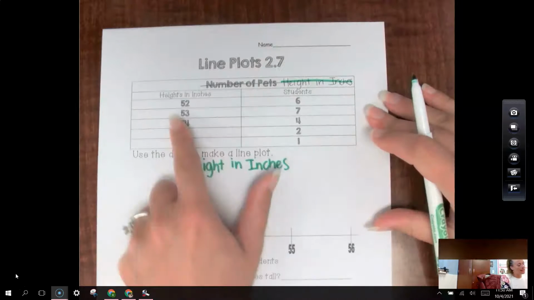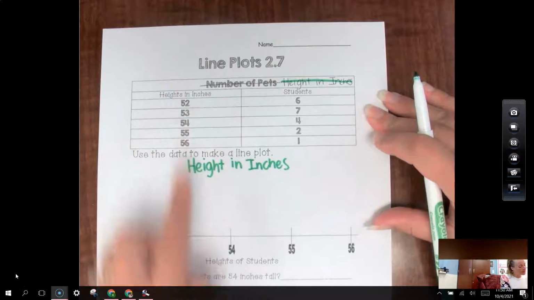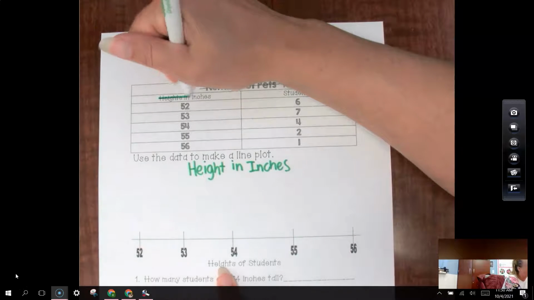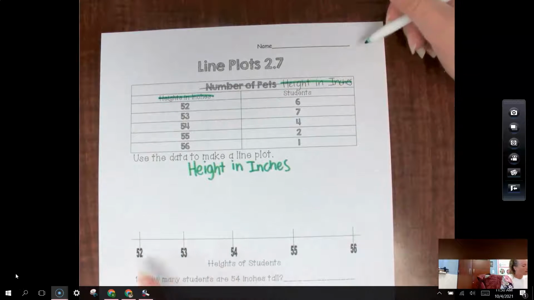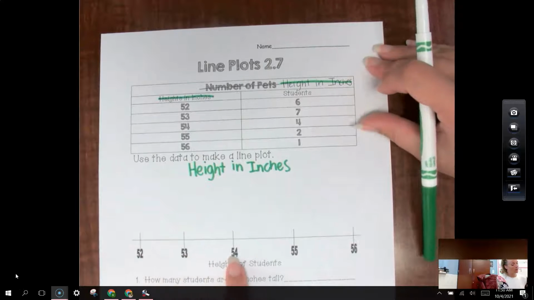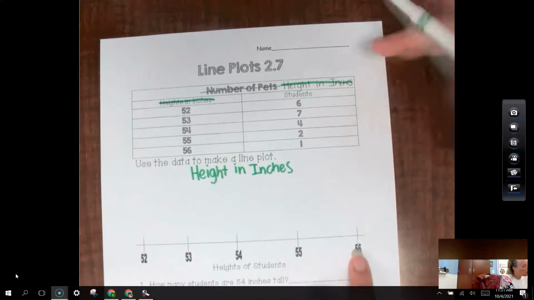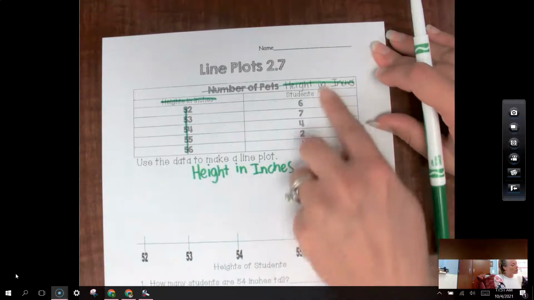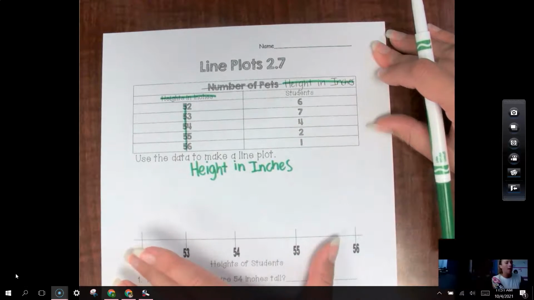Now, height in inches. Look, heights of students. So, height. They already wrote it for us, so please cross it off. Now, look, 52, 53, 54, 55, and 56. They wrote all of our numbers for us as well. Now we must take these students and put them on the line plot.